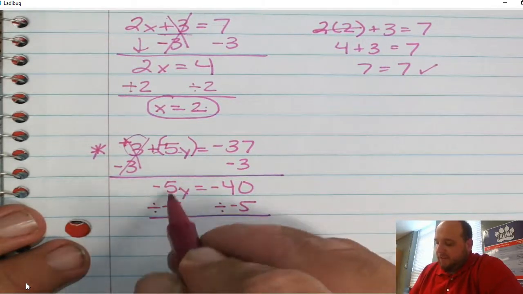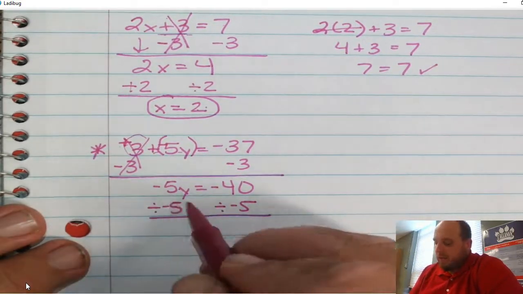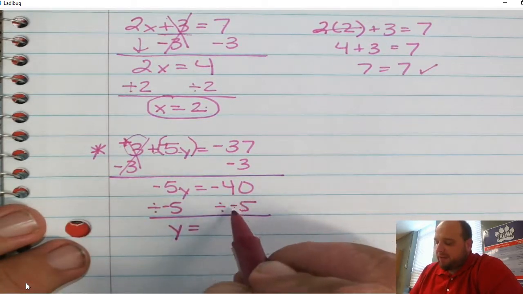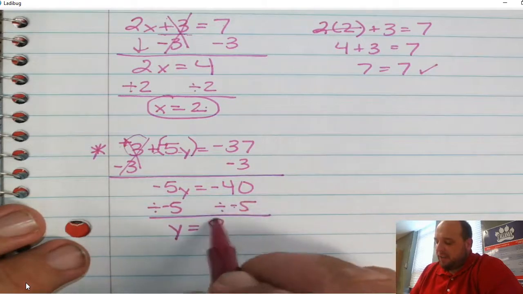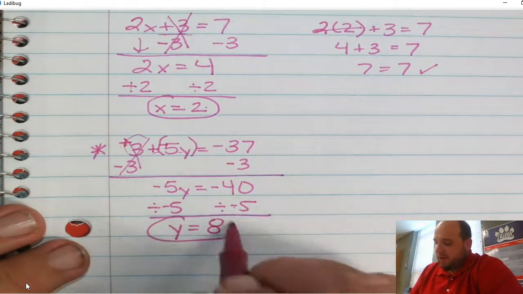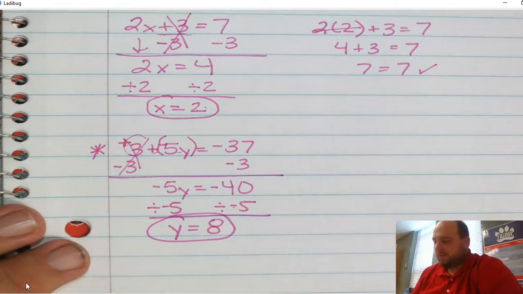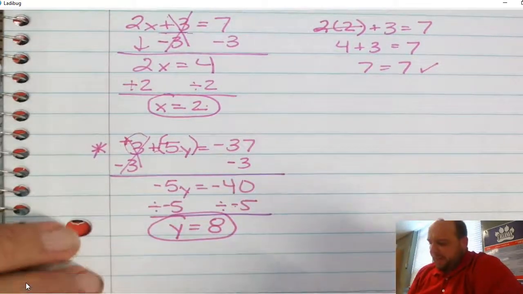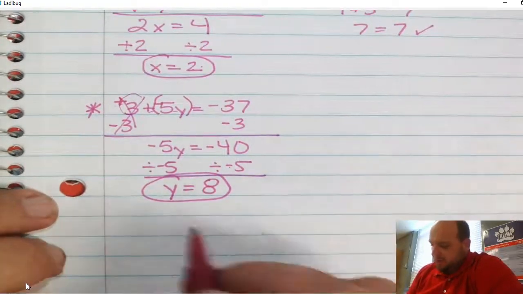Negative 5 divided by negative 5 is a positive 1. 1 times y is y. A negative divided by a negative is a positive, so 40 divided by 5 is 8. And so I get an answer of y equals 8. All right. Let me show you another one just like that, okay? So that way you can kind of see it.